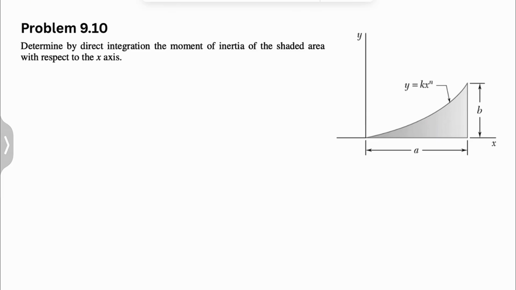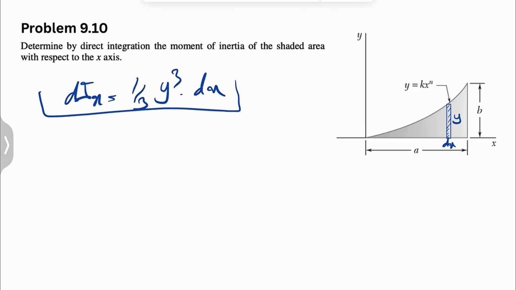So as we talked about in the previous videos, we're going to consider our strip, where we have this rectangle with the sides y and dx, and we know that the moment of inertia with respect to the x-axis, dIx, is equal to 1/3 of y cubed dx. As explained in the previous videos, I'm going to put the link in the description below where this is coming from.